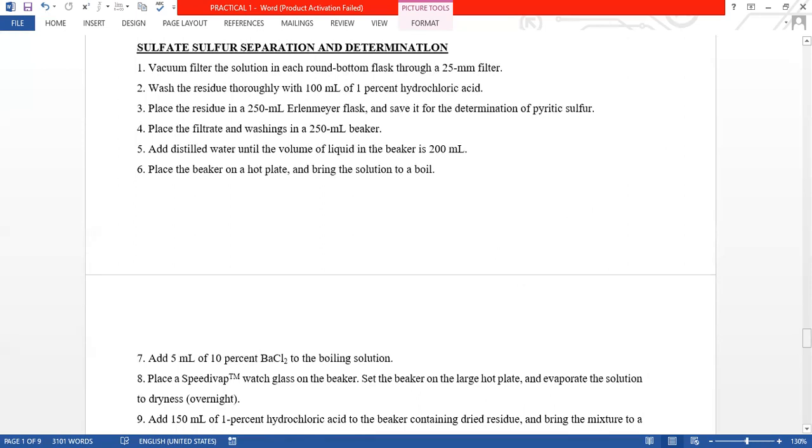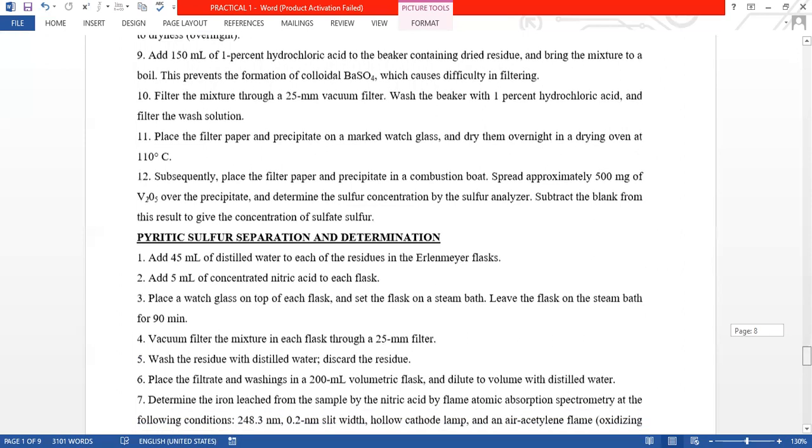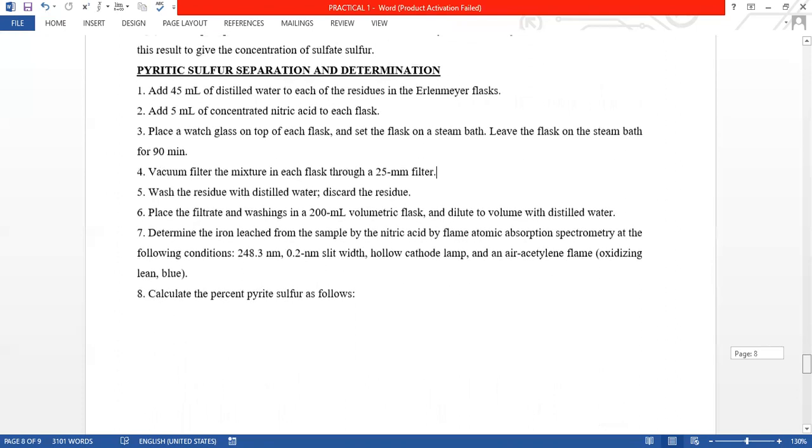and then place the beaker on the hot plate and bring the solution to the boil. Add barium chloride to the boiling solution, set the beaker on the large hot plate and evaporate the solution to dryness, which means we place it overnight. Place the filter paper and precipitate on the watch glass. Subsequently, we add vanadium pentoxide over the precipitate, and this is how we determine it through the sulfur analyzer. The last one is the pyritic sulfur separation and determination.